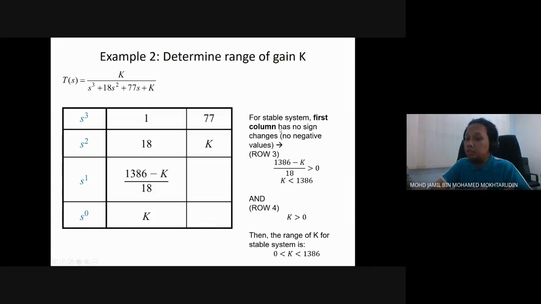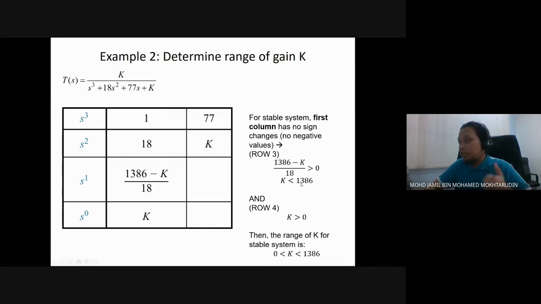So no sign changes means the system is stable. If there are sign changes, it means the system is unstable. So you need to check that all of these values in the first column are positive. Here is positive, and here is positive already, for positive 1 and positive 18. So this value here must be positive, or bigger than 0. And then you simplify, you will get K less than 1386.